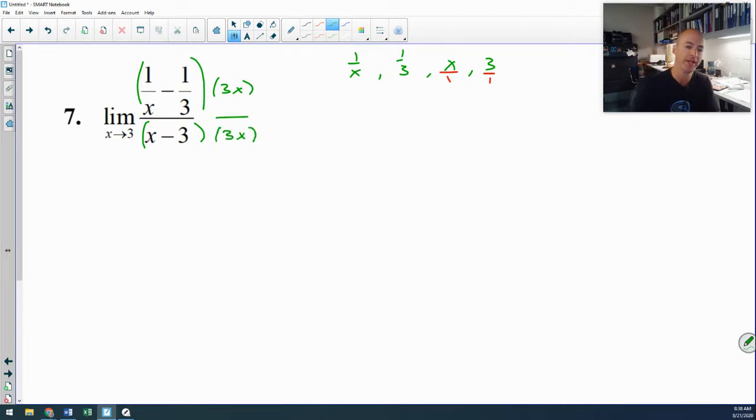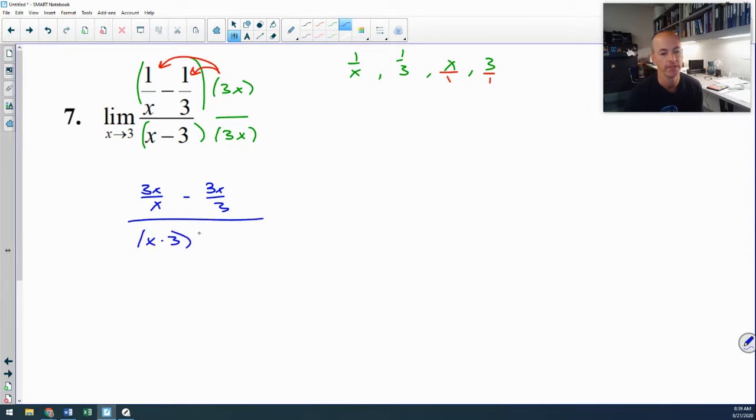As long as you multiply numerator and denominator by the same thing, you're okay. You can always do that, because 3x divided by 3x is 1. I'm essentially multiplying by 1. When I distribute that 3x through the numerator, I'm only going to multiply it through the part of my problem that has fractions. So I have 1 times 3x over x, minus 1/3 times 3x, which would be 3x over 3. My denominator, I am not going to expand. I have x minus 3 times 3x. I have not substituted yet, so limit as x approaches 3.